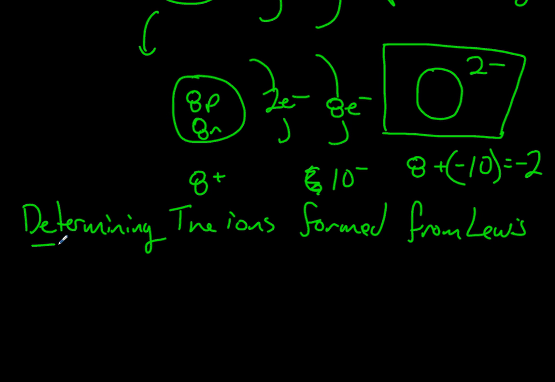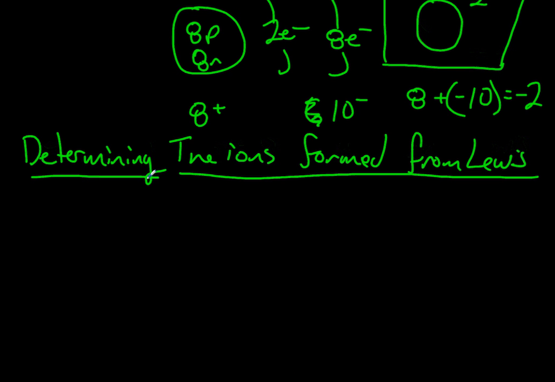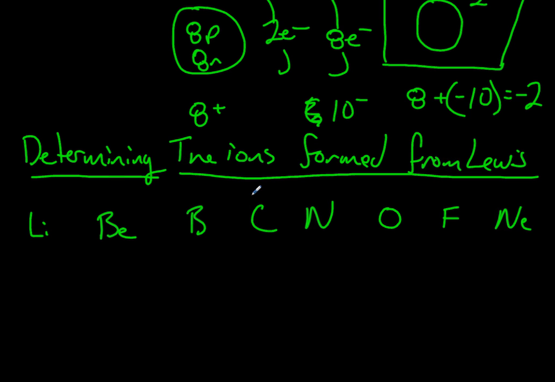So instead of constantly having to draw out all of this stuff every time we want to figure out an ion, it's a much, much easier way to do that, okay? And that starts with just drawing the Lewis diagram. So what we'll do is we'll take a look at the second period, and we'll write out the elements of the second period. So we got lithium, beryllium, boron, carbon, nitrogen, oxygen, fluorine and neon.